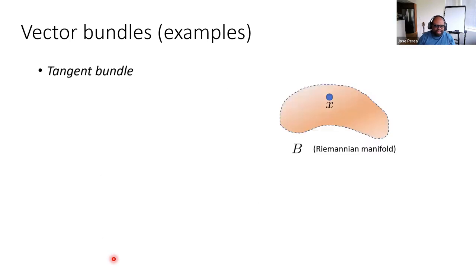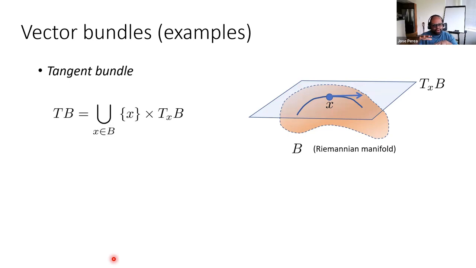Here's yet another example. Suppose that you have a Riemannian manifold B and you fix a point x in it, a little x. And you can define the tangent bundle as follows. So consider all the curves on the manifold that pass through x, and then take the derivatives of those curves at x. So that gives you a collection of vectors, and that's the tangent space at x. And the tangent bundle is just the collection of all those tangent spaces as you move your little x. Okay, cool.